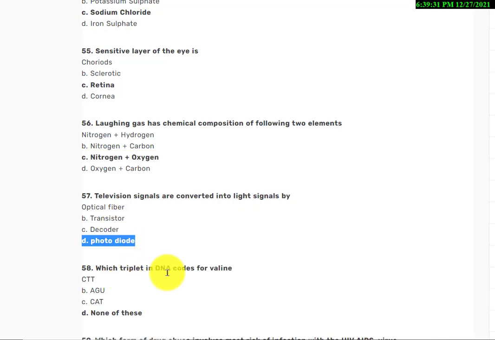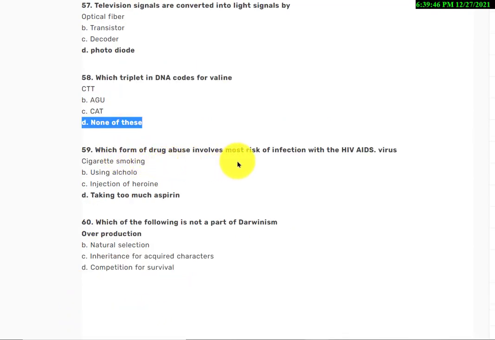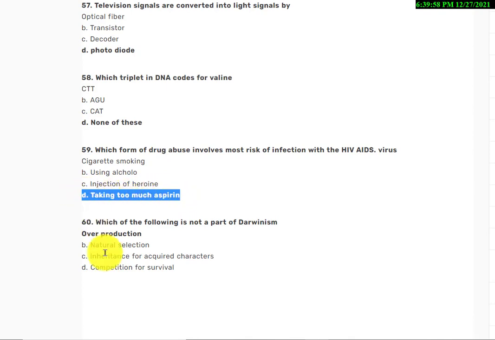Which triplet in DNA codes for valine? None of these. Which form of drug abuse involves most risk of infection with the HIV/AIDS virus? Taking too much aspirin. Which of the following is not a part of Darwinism? Overproduction.